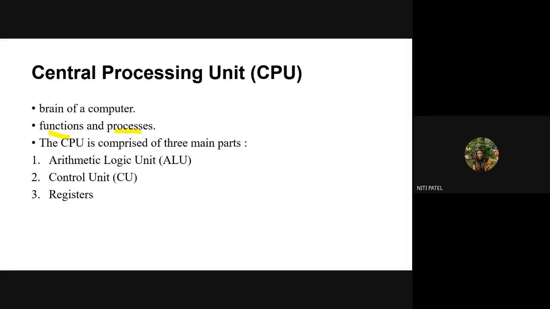Now CPU is made up of three parts. Therefore, it is called a unit. Now, which are those three parts? First is the arithmetic and logic unit. Second is the control unit. And third is the register. Now, what is ALU? Arithmetic and logic. That means जो भी arithmetic और logic का function है, वो कौन से part में जाता है CPU के ALU part में.